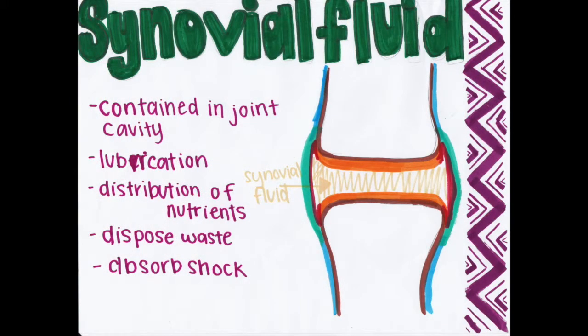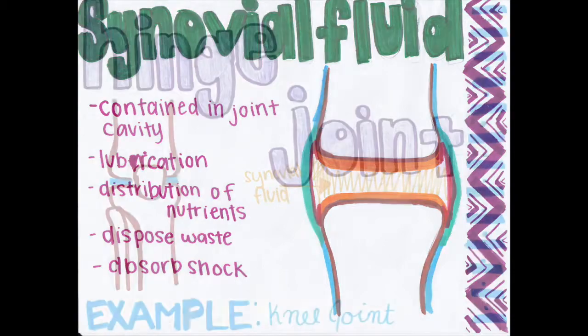The synovial fluid is contained in the joint cavity. The synovial membrane creates the synovial fluid. This fluid is used for lubrication to greatly reduce friction, distribute nutrients, dispose of waste, and absorb shock. There are 6 different types of synovial joints.